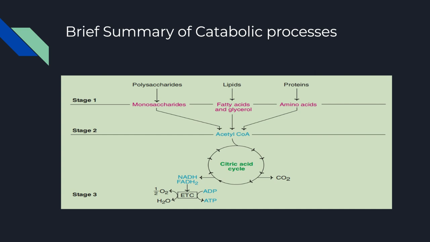Pyruvate as well gets converted into acetyl CoA, so ultimately you get acetyl CoA. Then in stage 3, acetyl CoA enters into the Krebs cycle, also known as the citric acid cycle in the diagram. Acetyl CoA enters into a series of reactions, giving NADH2, FADH2, ADP, ATP, which are basically all of these molecules. They enter into the electron transport chain, ETC, giving rise to the formation of electrons, protons, and most importantly, ATP.